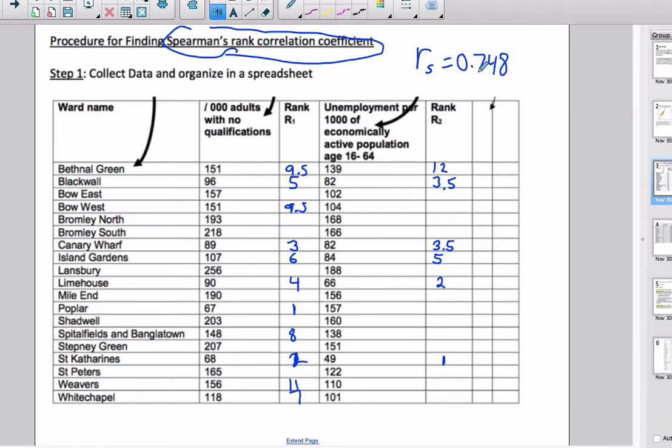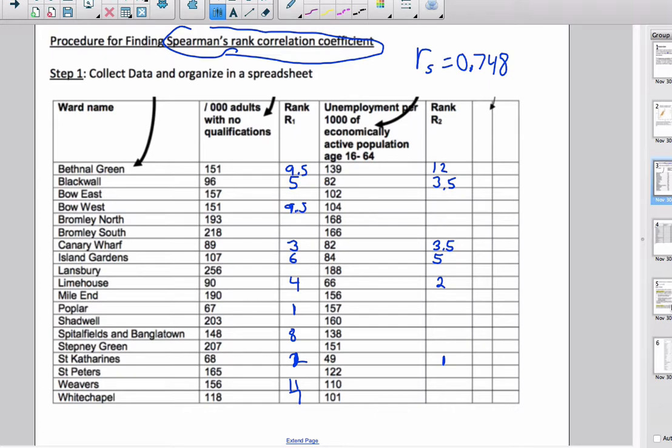So it's pretty close to a strong correlation. I probably would say that's a strong correlation. Okay, so as the number of adults with no qualifications increases, the unemployment rate also increases because it's a positive correlation. And of course you could have a negative correlation. That means as one increases, the other would decrease.